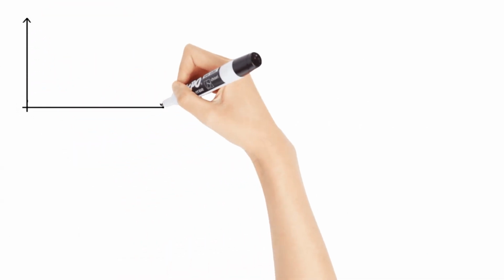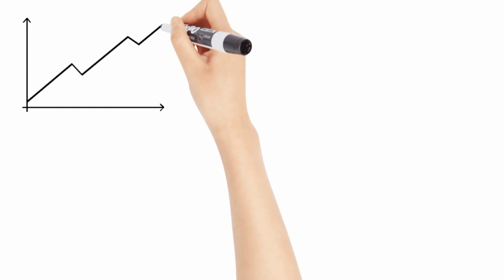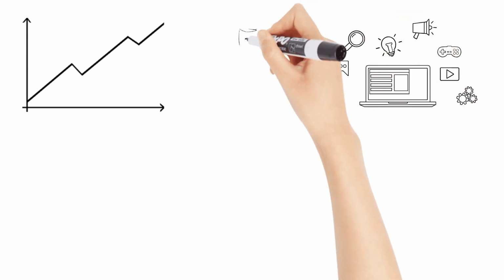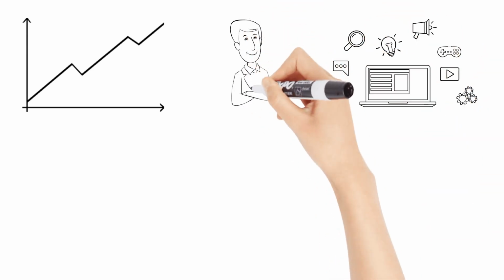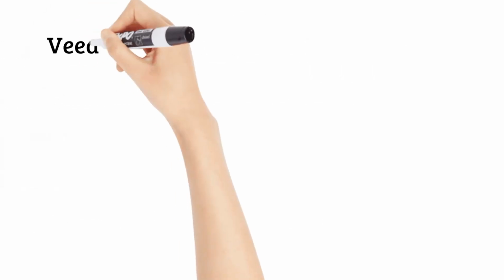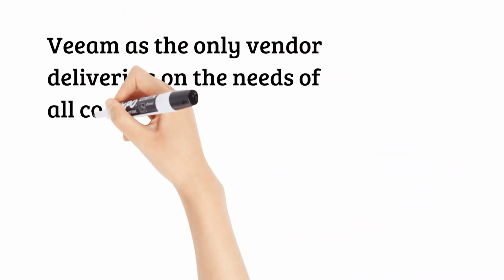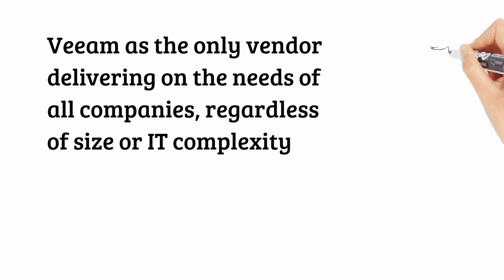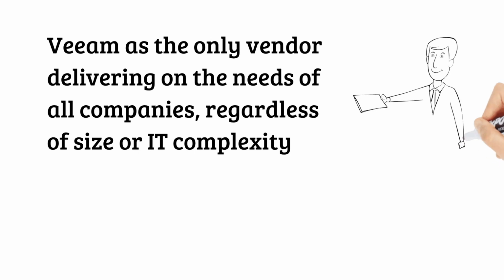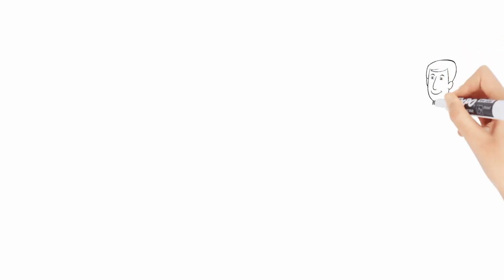The software was built specifically with AWS in mind and has been trusted by businesses across the globe. Veeam has set the standard within the Amazon Web Services backup services industry and continues to improve its service for even better results, delivering on the needs of all companies. This year's Gartner Magic Quadrant for Enterprise Backup Software includes Veeam as a leader for its ability to execute. It is no wonder that Gartner identifies Veeam as the only vendor delivering on the needs of all companies, regardless of size or IT complexity. With Veeam AWS Backup Services, businesses can fully rely on their data being safe and always available for instant recovery.